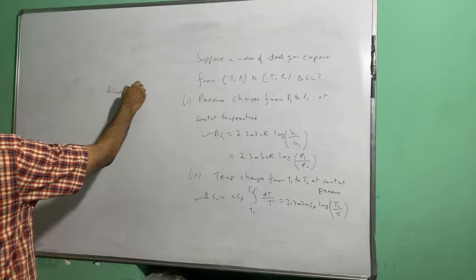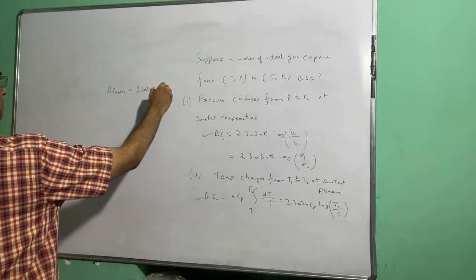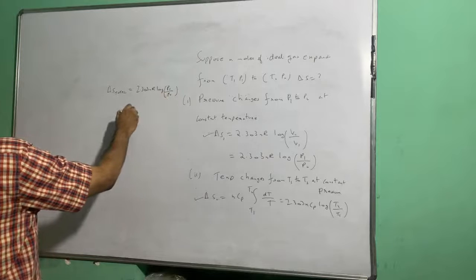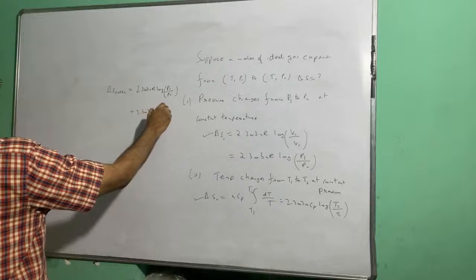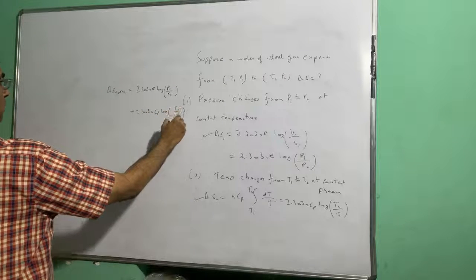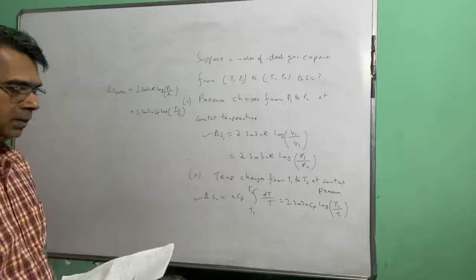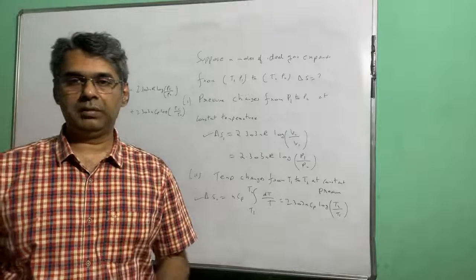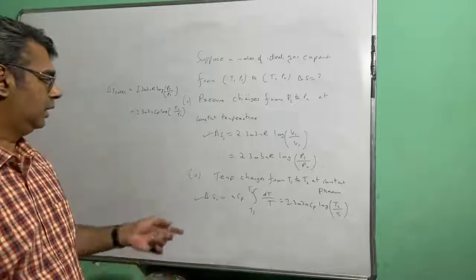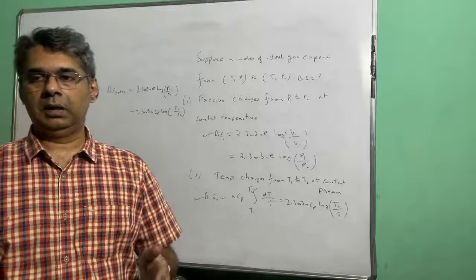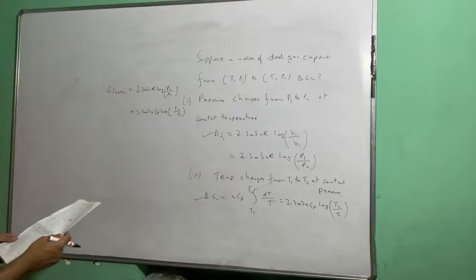So delta S total will be 2.303 nR log P1 by P2 plus 2.303 n Cp log T2 by T1. So that means if you have a question given to you where the system is going from state 1 to state 2 but not going reversibly, then you can proceed like this. You can break the passage of the system from state 1 to state 2 into two parts and proceed like this. So in this way you can do it.